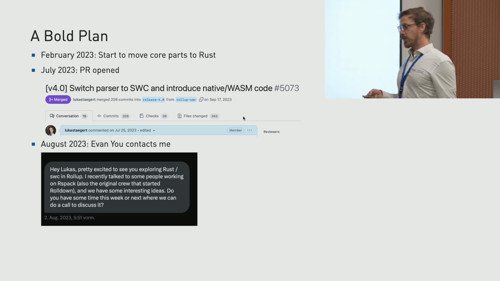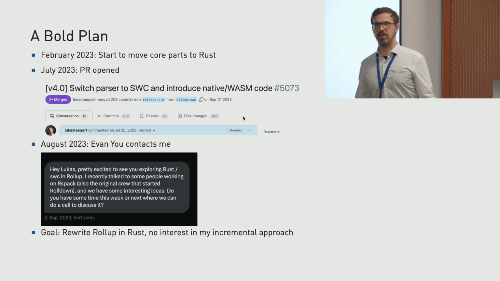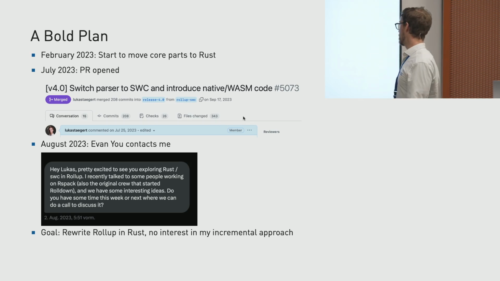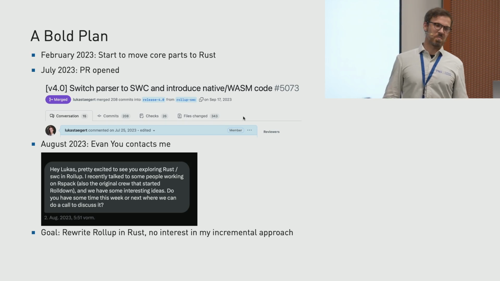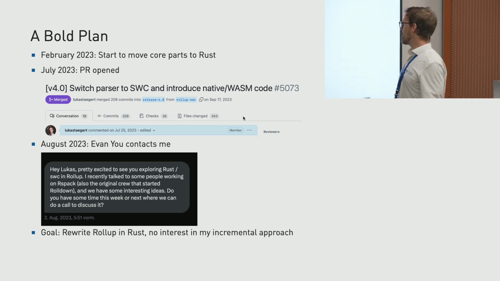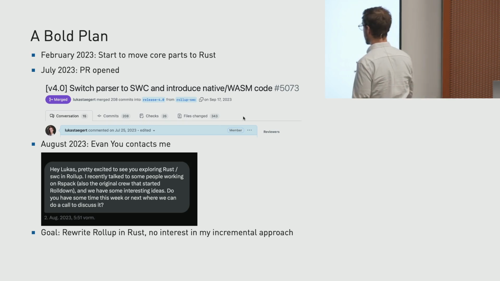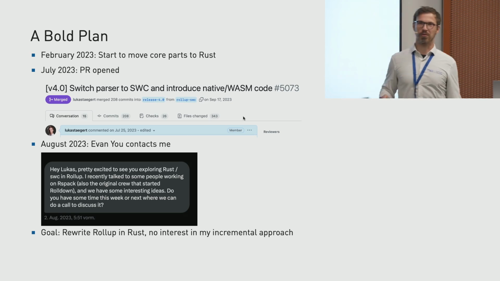So I had this chat with Evan Yu, and well, the gist of the chat was that they want to rewrite Rollup in Rust. They have money, they have the people, and they have no interest in what I did so far, which is not what makes you feel good. Okay, I will stop this story at this point because it continues after that, and let's go back to the technical parts. We have something to look forward to at the end.